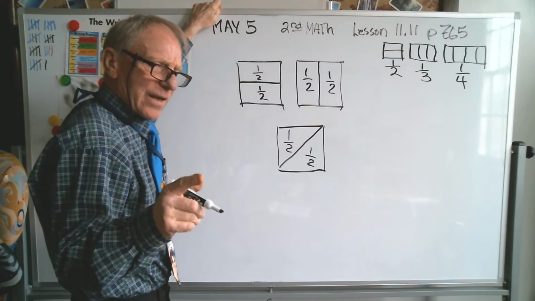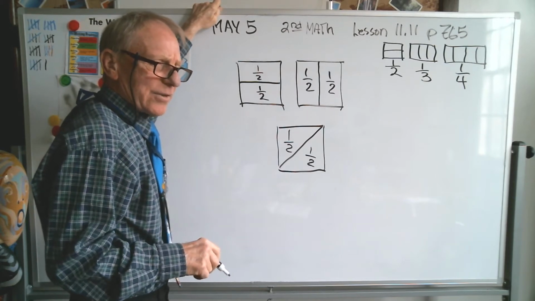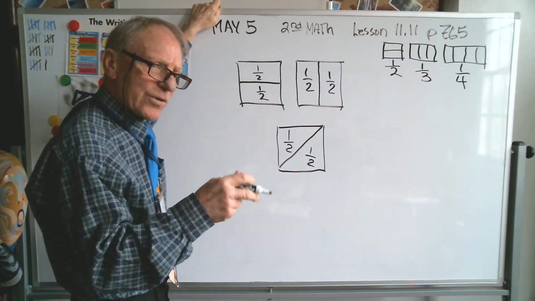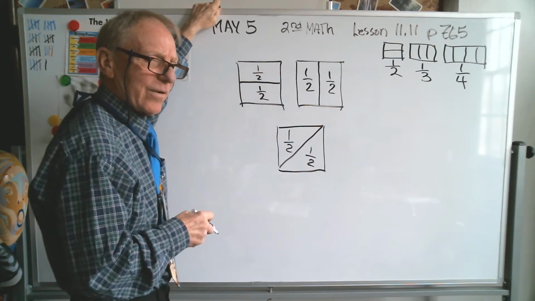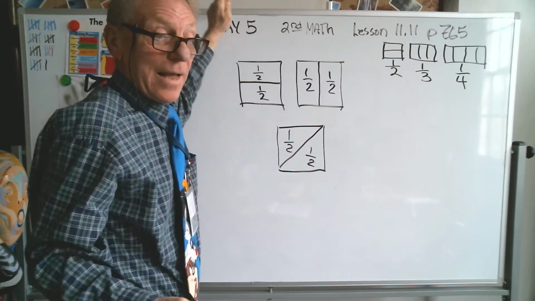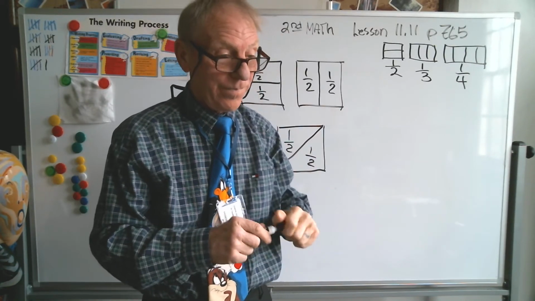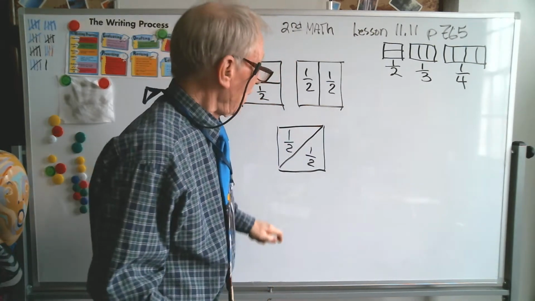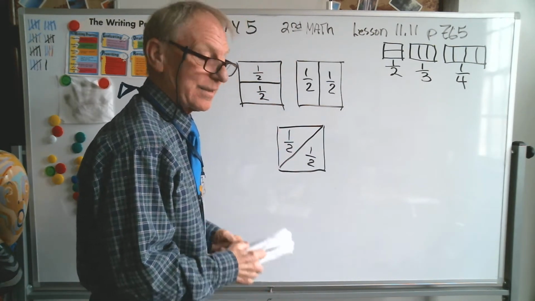So you got to think a little bit outside the box. It's not always straight across or straight up and down. Sometimes you can do it on an angle or on the diagonal and still end up with two parts that are exactly the same.